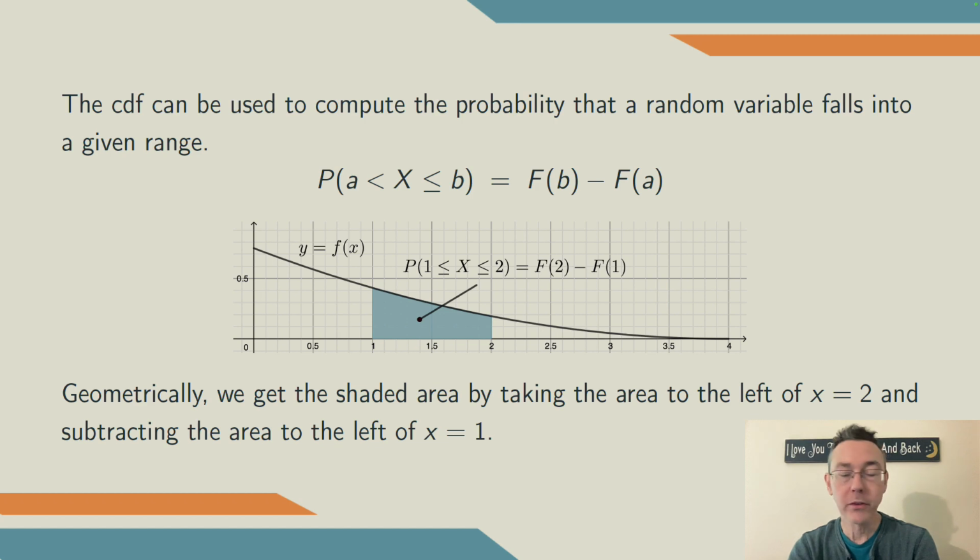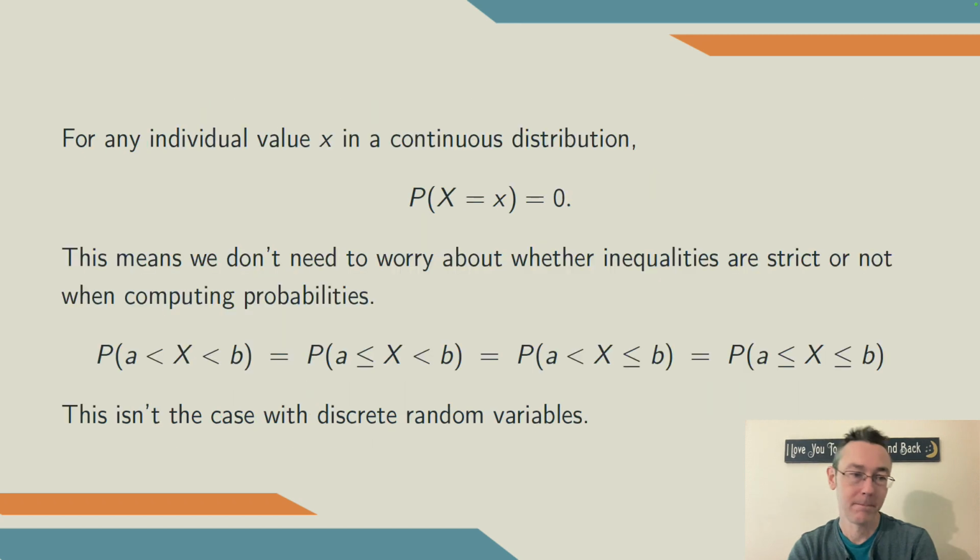Geometrically, what we're doing is finding the shaded area in the graph, like I'm showing here, by taking the area to the left of the rightmost endpoint and subtracting off the area to the left of the leftmost endpoint. In this case, the area to the left of 2 minus the area to the left of 1.